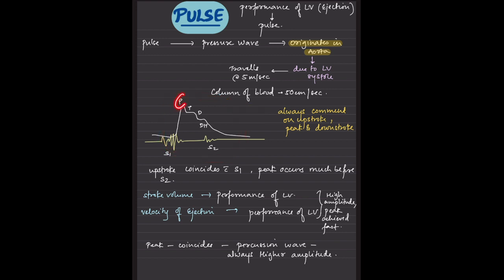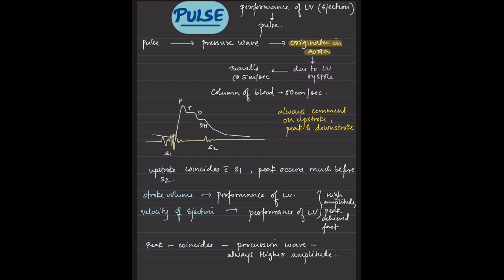So this is a percussion wave which we are feeling while palpating a radial artery or any artery. Then this is the tidal wave. This is the dicrotic wave and a dicrotic notch. These are the four components of a pulse. We need to understand that the percussion wave and the S1 collide with each other, and the dicrotic notch is the S2, which comes after it.